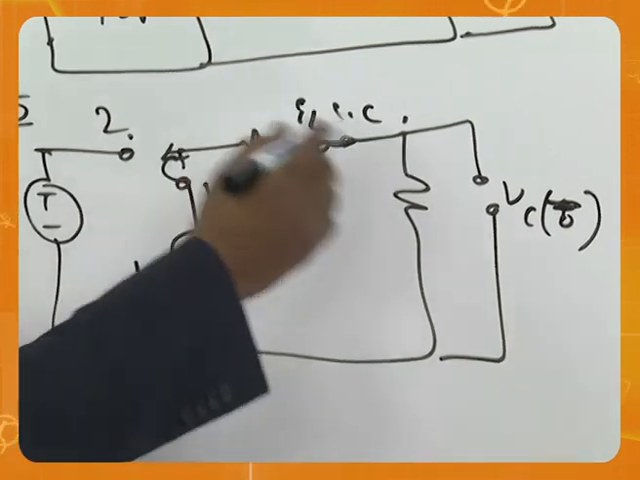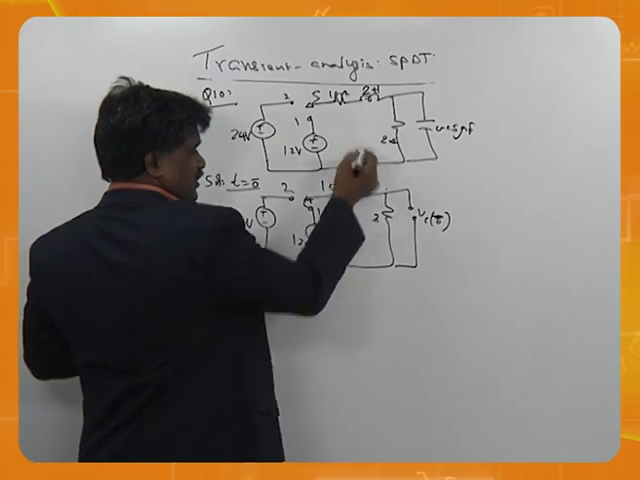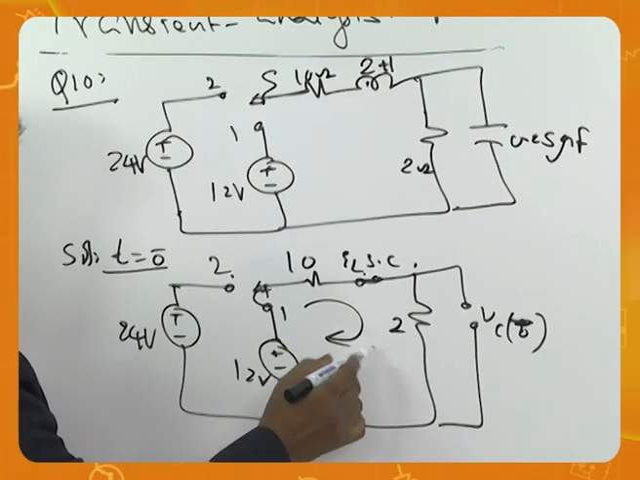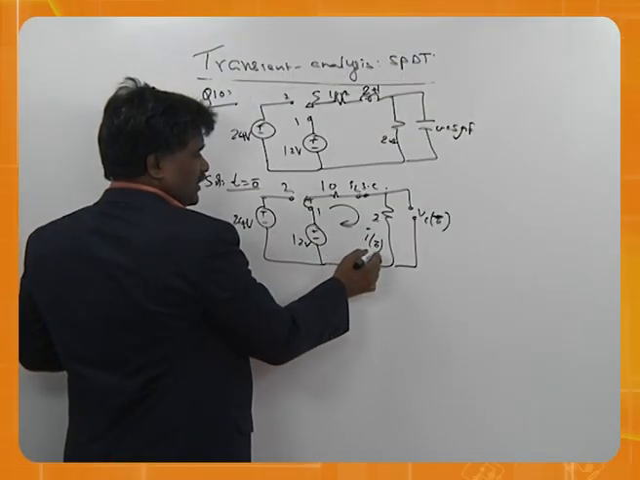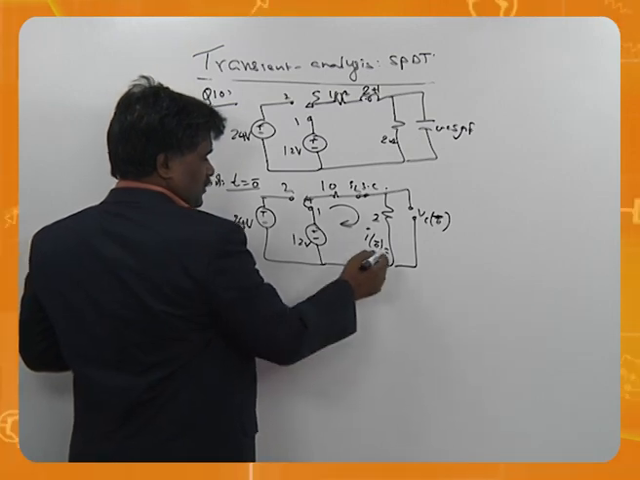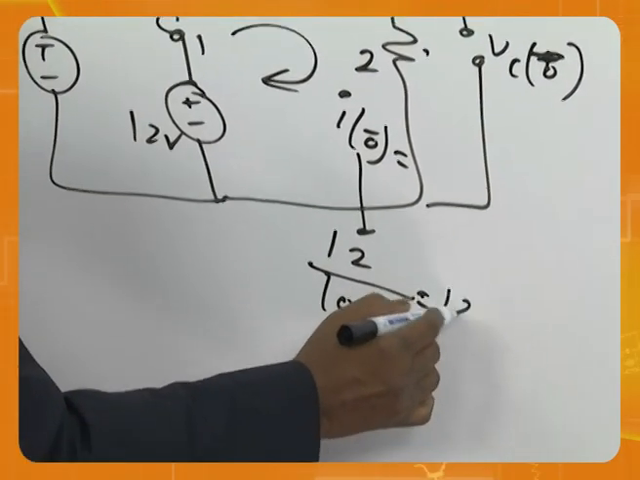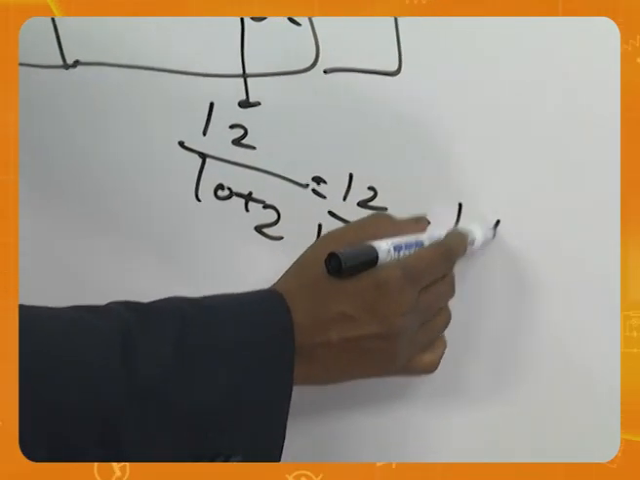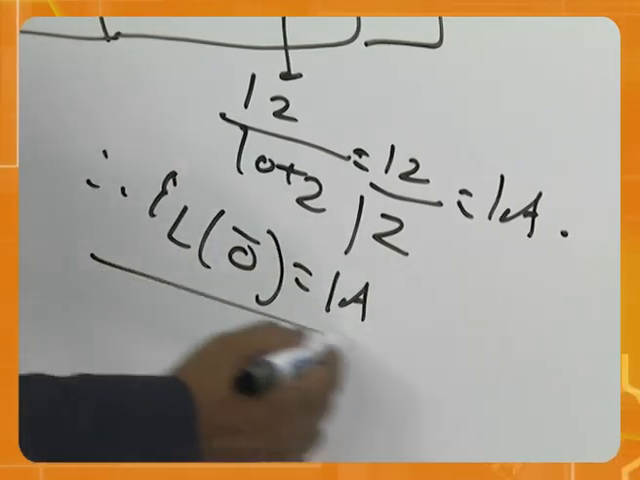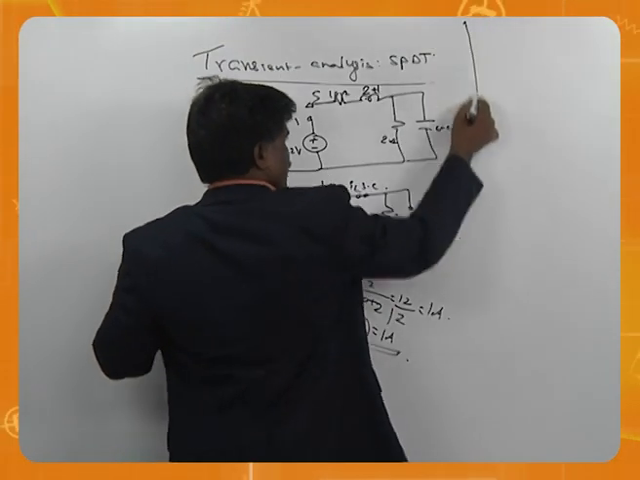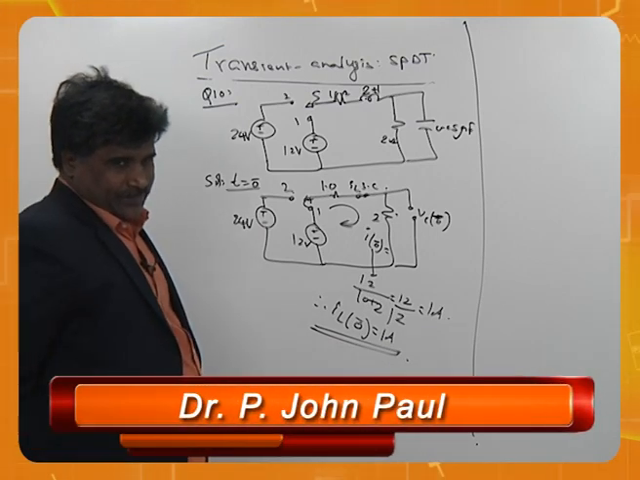Now what is the current through the inductor here? This is 10, this is 2. This is shorted, open. Therefore, the current in this is very simple. Inductor current is the circuit current. So I of 0 minus is equal to 12 by 10 plus 2, 12 by 12 is 1 ampere. Therefore, current through inductor is 1 ampere.